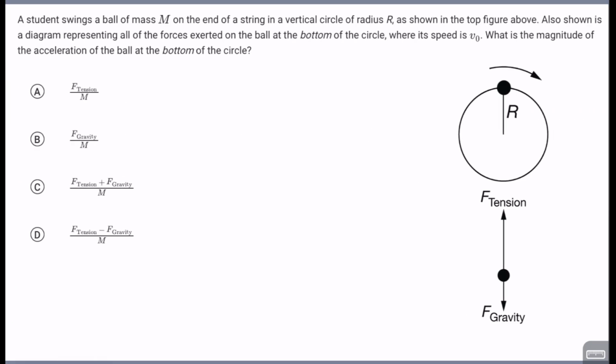Next, a student swings a ball of mass m on the end of a string in a vertical circle of radius r, as shown in the top figure above. Also shown is a diagram representing all of the forces exerted on the ball at the bottom of the circle, where its speed is v0. What is the magnitude of the acceleration of the ball at the bottom of the circle? We know that the radius is r, the mass of the ball is m, and it has the speed of v0. No matter how the force diagram looks, we know that the centripetal acceleration is always equal to v squared over r.